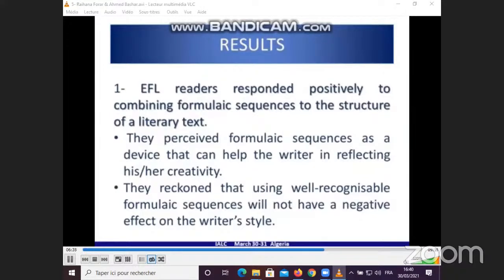Second, they reckon that using well-known formulaic sequences will not have a negative effect on the writer's style, but rather that predictability and high frequency of the sequences can be beneficial to EFL readers because of their small linguistic world, which is totally different from that of native speakers.